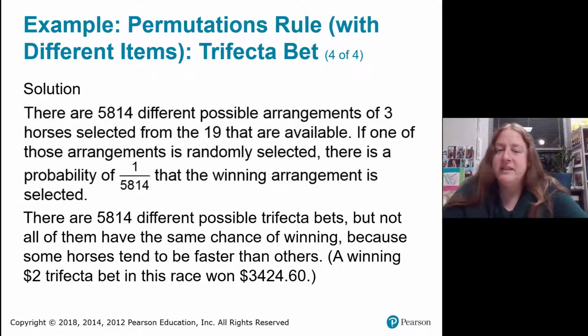They don't actually have the same chance of winning because some of the horses tend to be faster than others. That's why we get these odds when we bet, or when we look at betting. So we are given odds, and that's telling us that some horses are more likely to win than others, which makes the winning bets or the different trifectas have different payoff rates. They'll pay different amounts depending on how likely the horses are to actually win, the 3 that are selected. So as it turned out in that example, a winning $2 trifecta bet won $3,424.60.